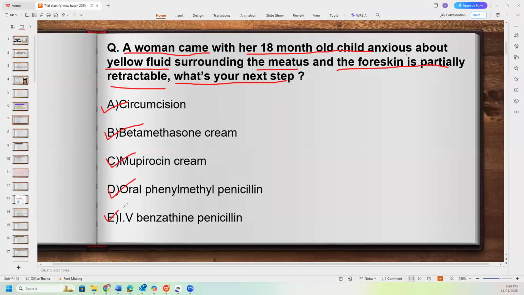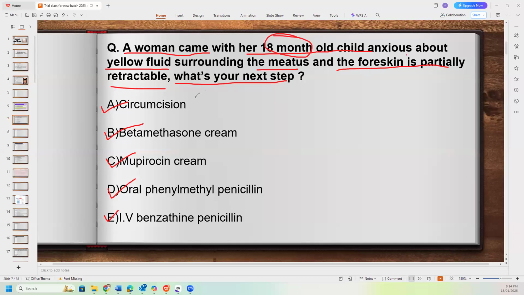So here, it's a very small child. Look at the age group, and they're coming with penile problems, yellow fluid surrounding the meatus, and partially retractable foreskin. So that makes you think about either inflammation or infection. There is no fever, so you will not be thinking about infection here, right?